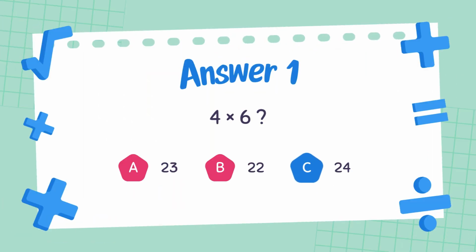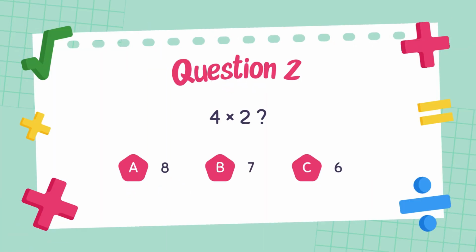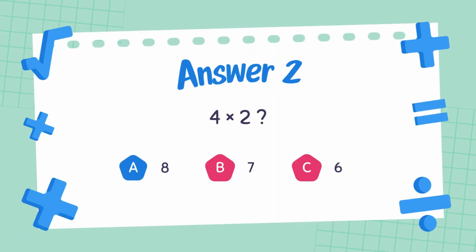Great job. Question 2. What is 4 times 2? Is it A, 8, B, 7, or C, 6? The answer is A, 8.